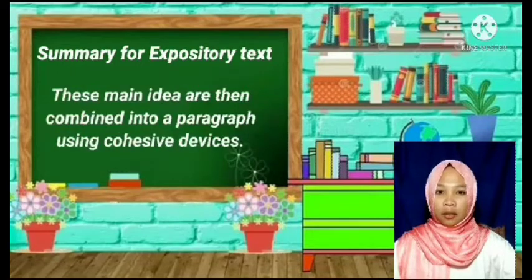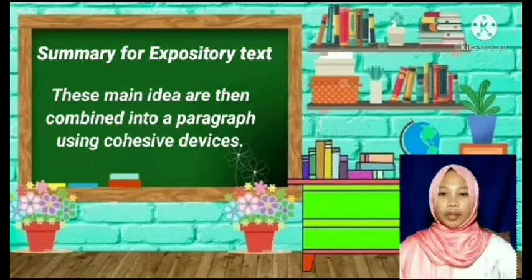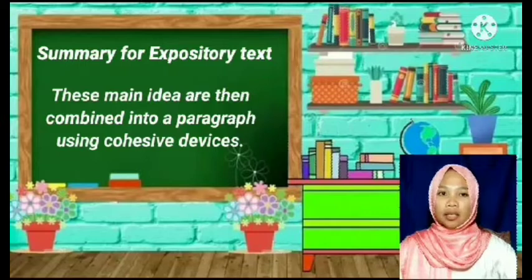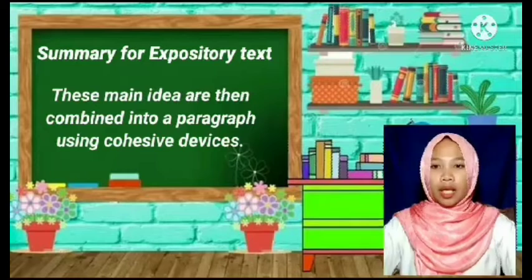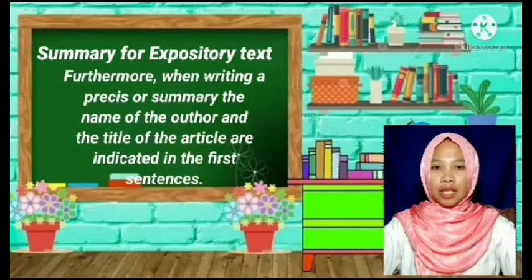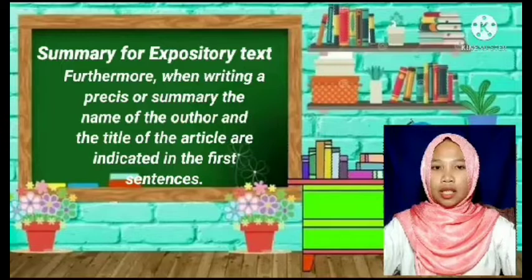These main ideas are combined into a paragraph using cohesive devices. Cohesive devices means the main ideas and the information in that text are connected to each other because they are cohesive. The last one: if you write a précis or summary, you state the author and the title of the article in the first sentence of your text or your first paragraph.